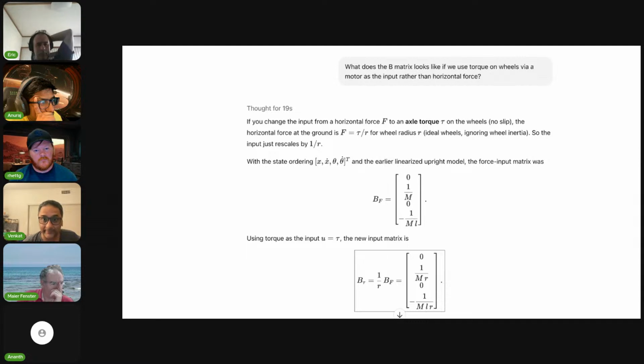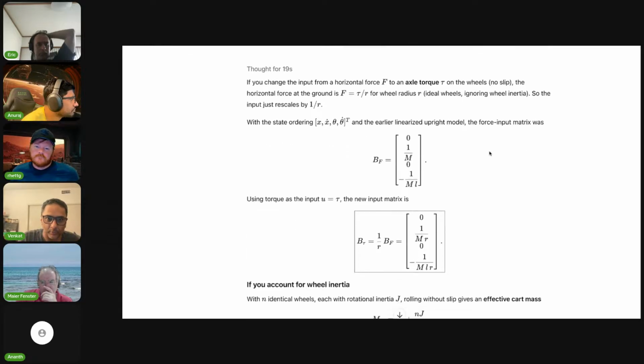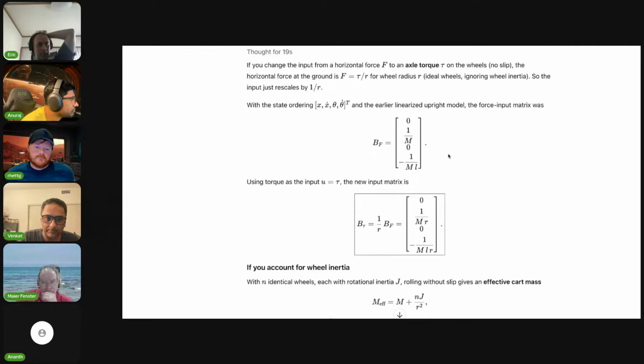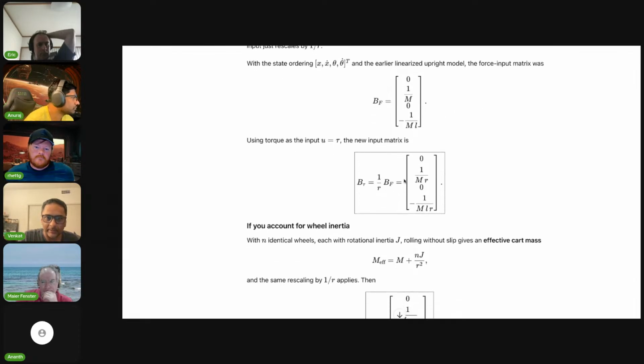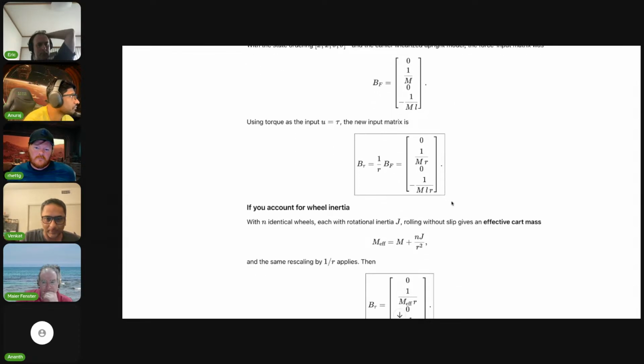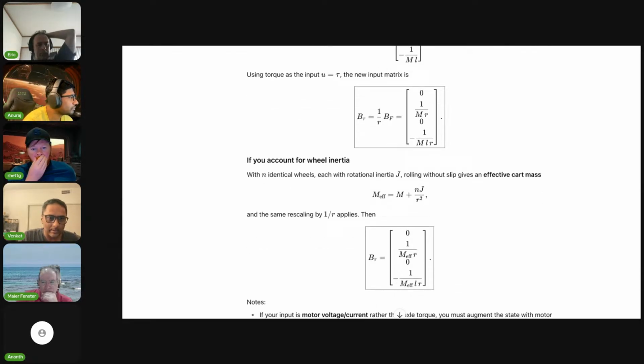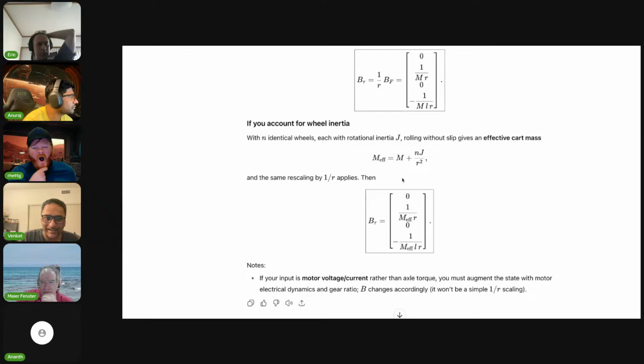I haven't actually seen this myself in my old coursework, but apparently the change is fairly trivial. You move from masses to moments of inertia, and there are some simple multipliers. And yeah, the B matrix changes, it scales via some constants, so not much is happening. If you account for wheel inertia, I'll have to sit down with pen and paper and figure out what they're doing here.